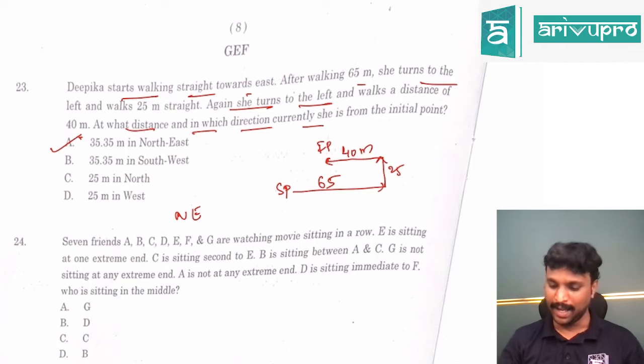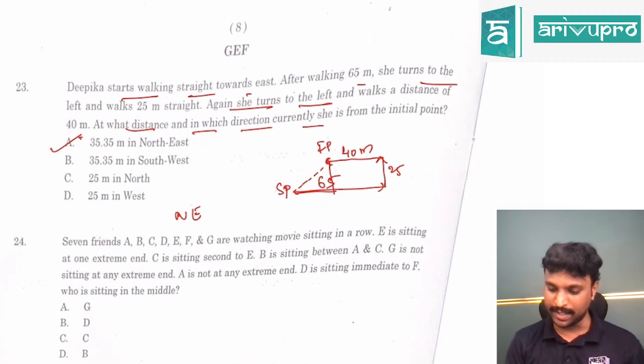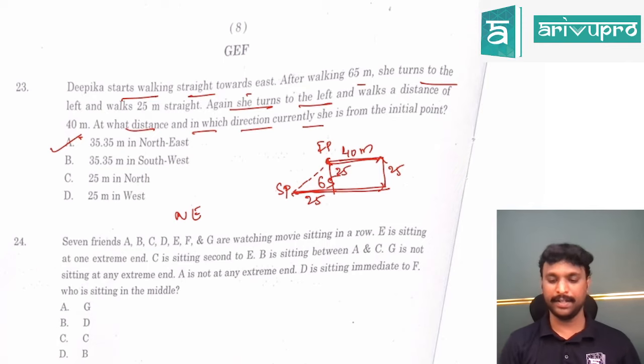Guys, this clearly is a slant distance. If you want to find a slant distance, you need to complete a right angle triangle like this. Yes or no? So what is the horizontal distance? Guys, total distance is 65. If this is 40, definitely this will be 25. What is the vertical distance? 25.